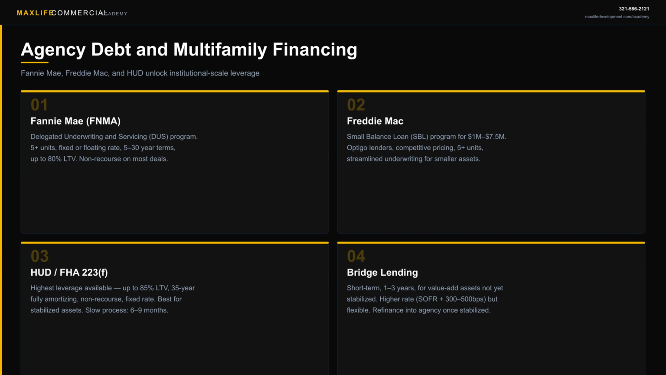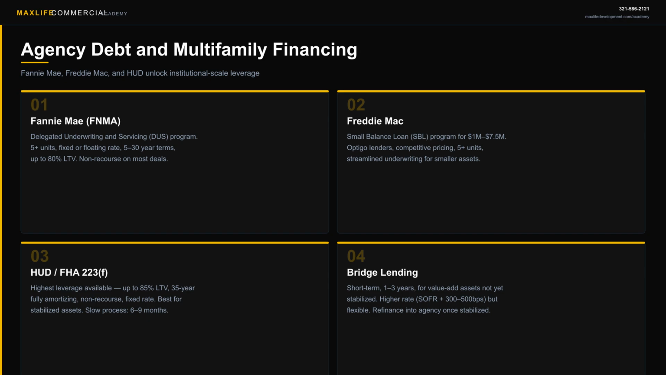Freddie Mac's small balance loan program fills the gap for deals between $1 and $7.5 million. It's a streamlined alternative with competitive pricing for smaller apartment assets. For maximum leverage on stabilized properties, HUD's 203F program is in a class of its own, up to 85% LTV, 35-year fully amortizing terms, fixed rate, and non-recourse. The trade-off is time. Expect 6 to 9 months to close.